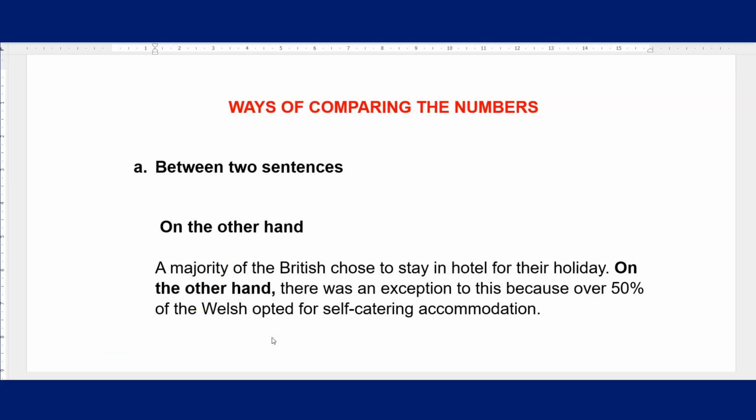So you can see that throughout the sentences we are comparing the British and the Welsh, and then hotel for their holiday, and those who choose self-catering accommodation for their holiday. So we're just comparing those two using the word on the other hand, however, and in contrast and in comparison. There are several words you can use for this. So these are some of the words that we use to compare between two sentences. Okay, now let's move on to the next method.